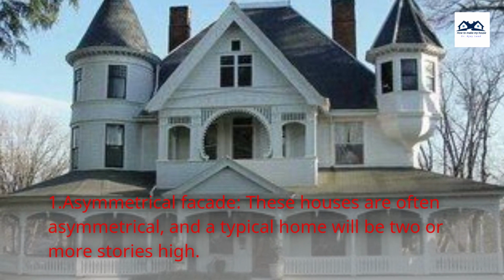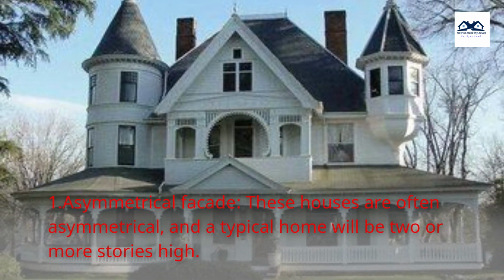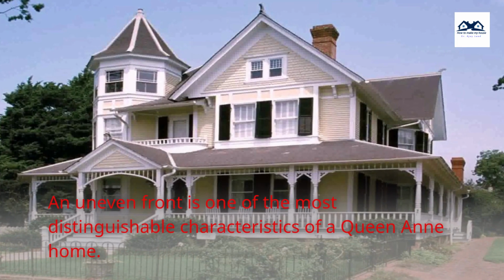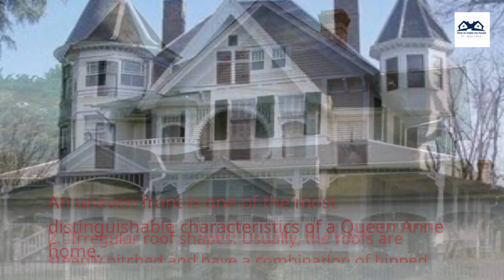1. Asymmetrical facade. These houses are often asymmetrical, and a typical home will be 2 or more stories high. An uneven front is one of the most distinguishable characteristics of a Queen Anne home.